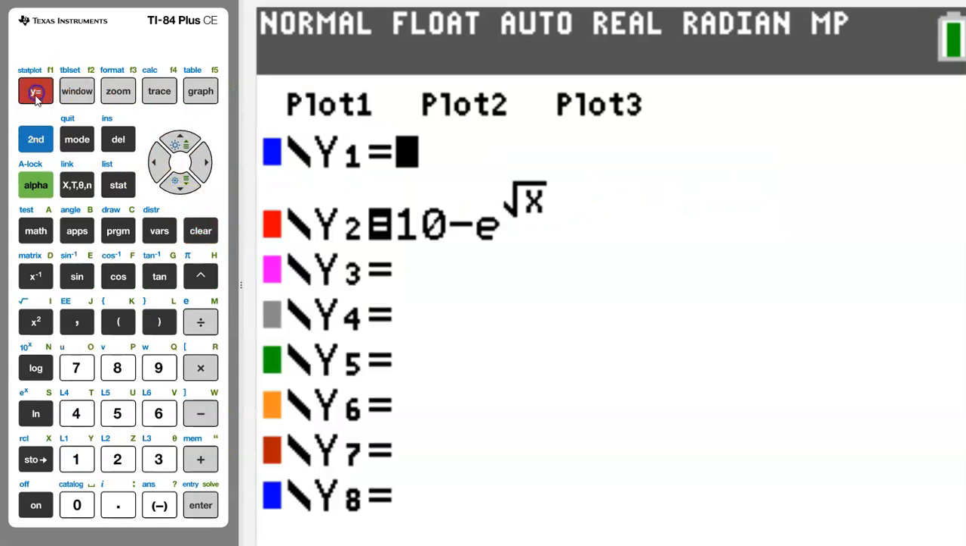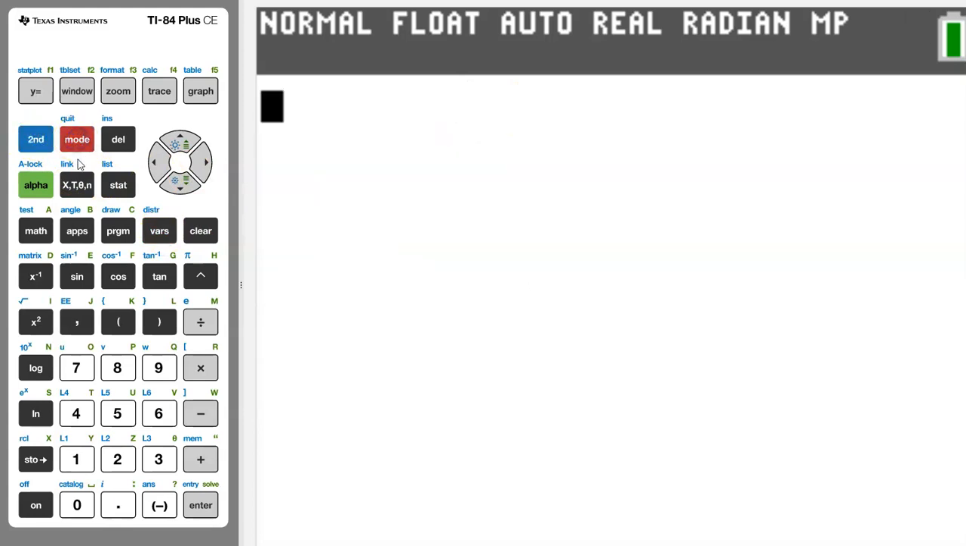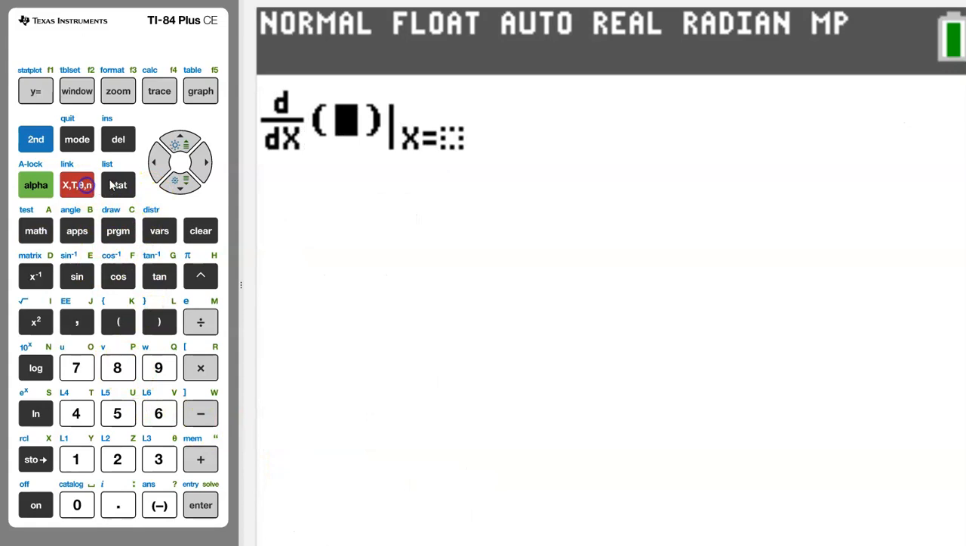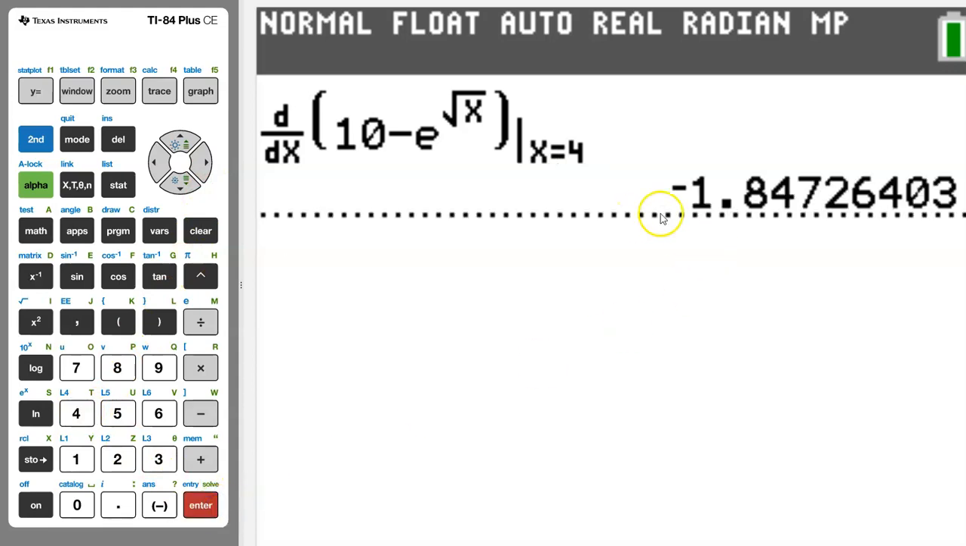If you didn't want to use the shortcut of typing the equation into y2, and maybe this whole business of using vars and y vars feels like too many steps, then instead you could just hit the math button and hit number 8 for derivative. So we're taking the derivative with respect to x, and right here you can just type in the entire function. So g prime was 10 minus e to the radical x. And then we can evaluate that at x equals 4.